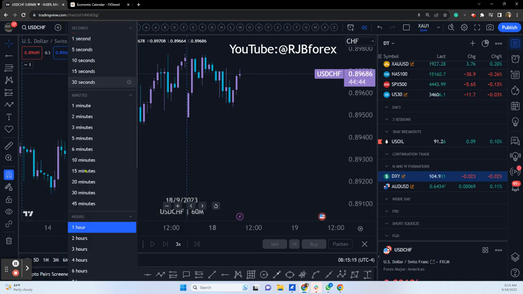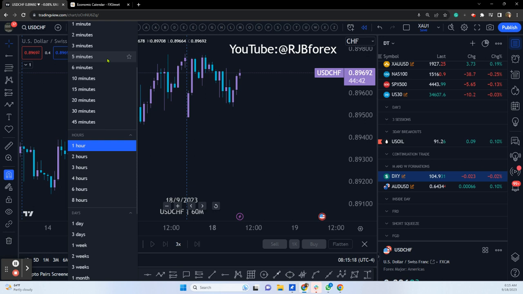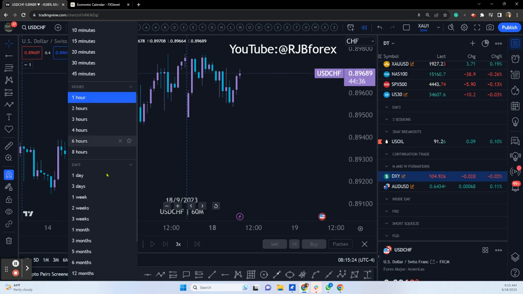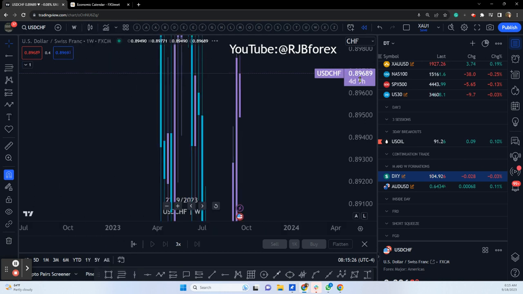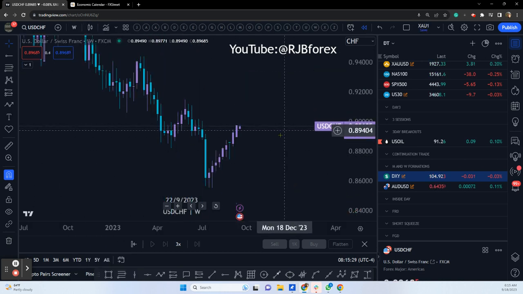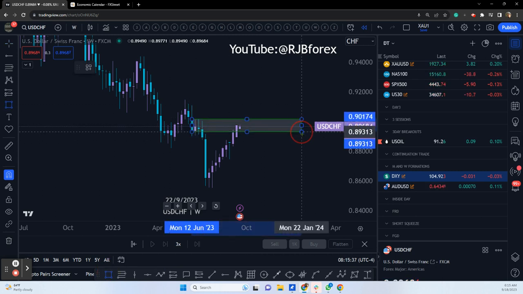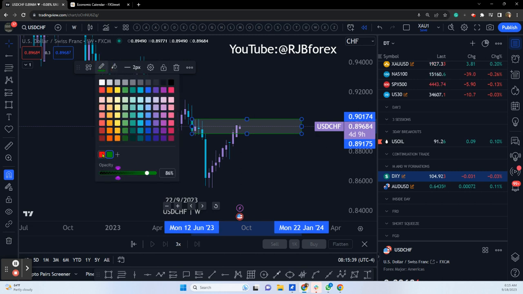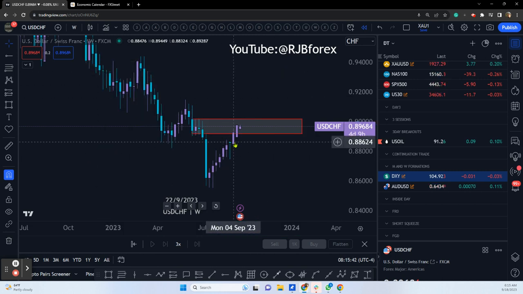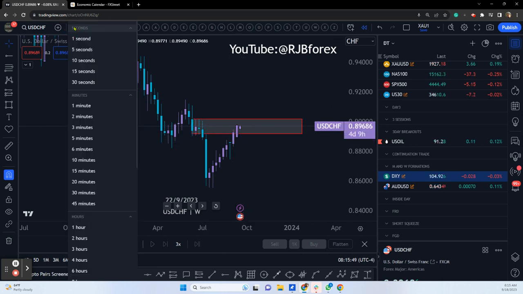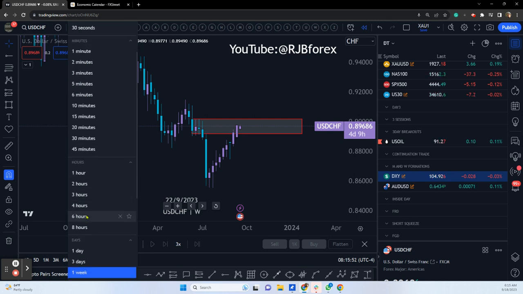So let's do a top-down analysis in dollar Swiss. What did I say about the dollar? We're looking to sell it, so we're looking to buy low dollar Swiss. But let's look at the weekly chart. So we're up into a resistance area. On the weekly chart, a number of weeks in the blue, in the green. Potential long squeeze on a weekly basis.